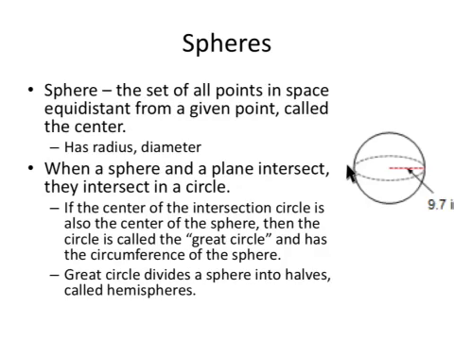When a sphere and a plane intersect, they intersect in what's called a circle. It doesn't matter where this plane is, whether it's directly through the equator of that sphere or off to one side of it. But if that plane passes through the center of the sphere, then the circle that's created is called the great circle, and it has the circumference of the sphere. The great circle divides a sphere into halves, and those halves are called hemispheres.